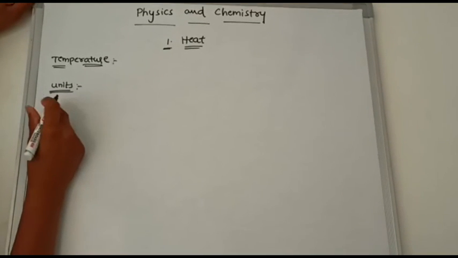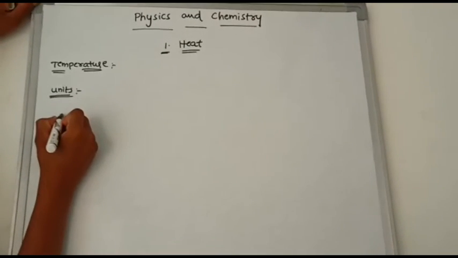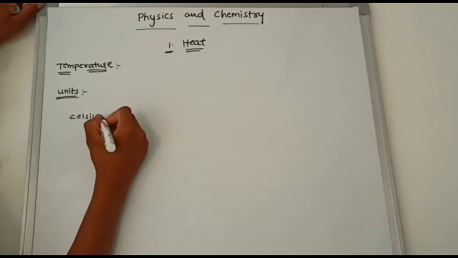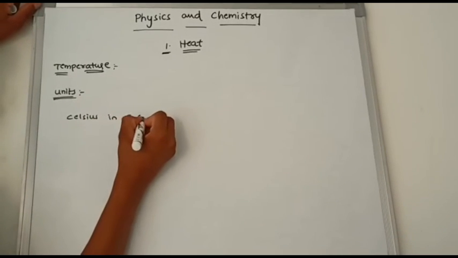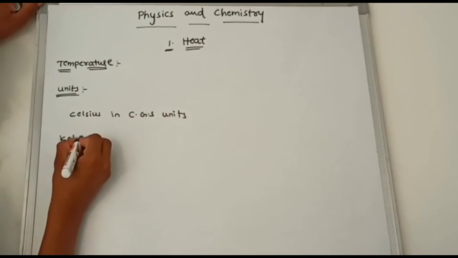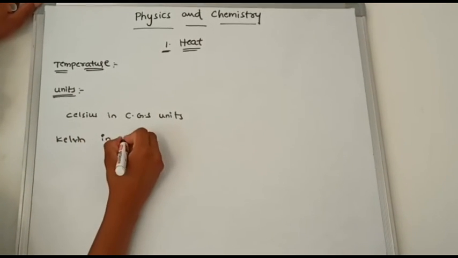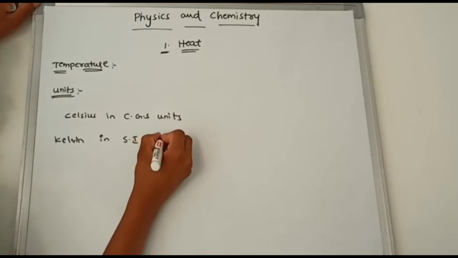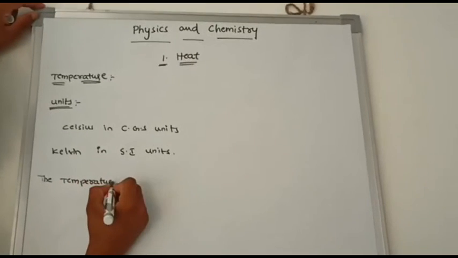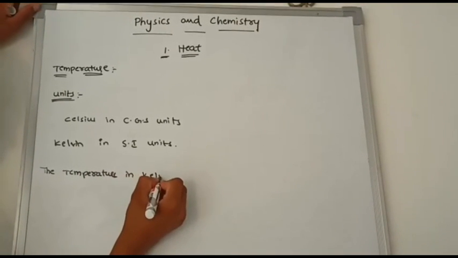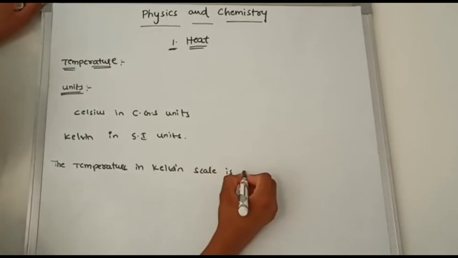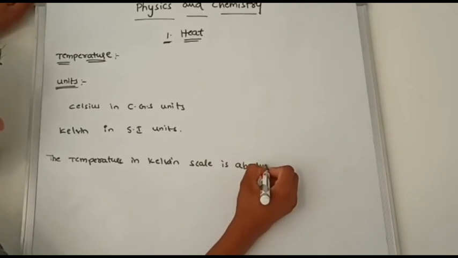Units. As we know, every physical quantity has its own units. Okay students, units of temperature are Celsius, and in SI units Kelvin. The temperature in Kelvin scale is absolute temperature.